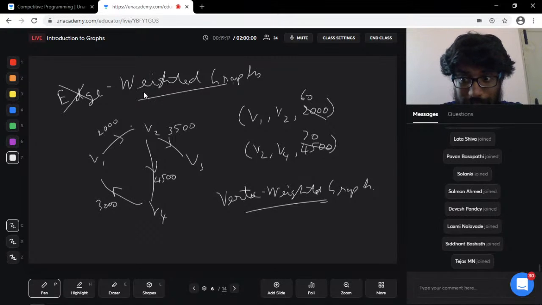In general, most algorithms that we see will be looking at edge weighted graphs. So whenever you talk about weighted graphs, just think of edge weighted graphs. The edges have some weight in them. And of course, this works even in undirected graphs. It doesn't matter if it's directed or undirected, the edge can have weights.